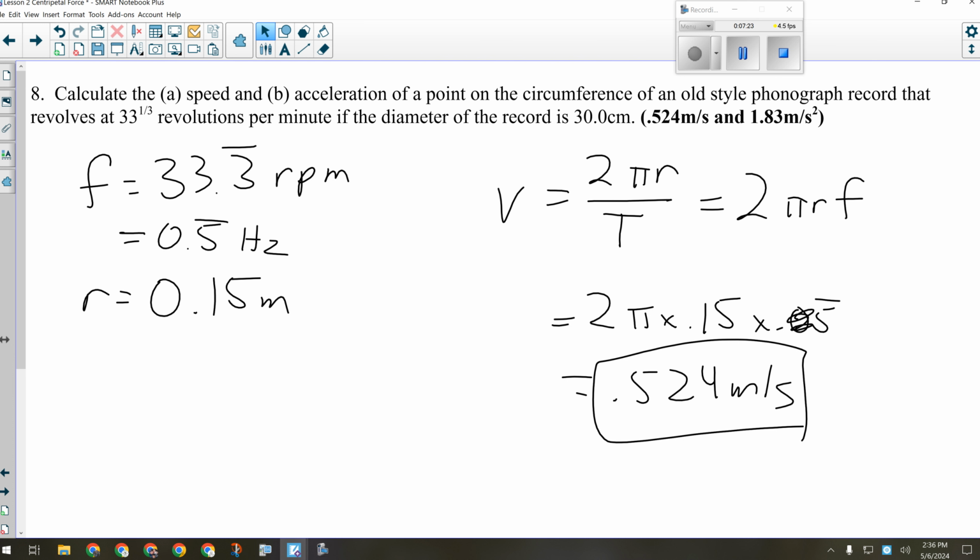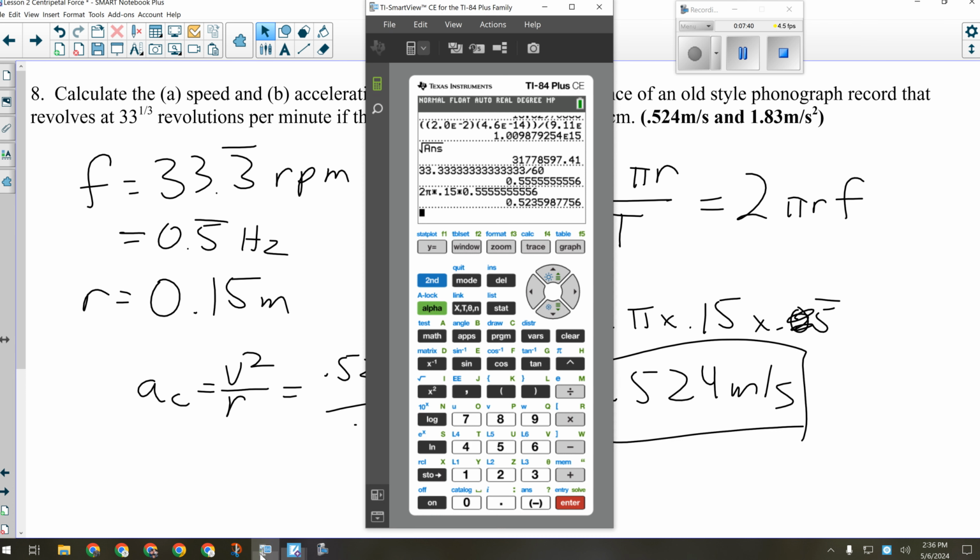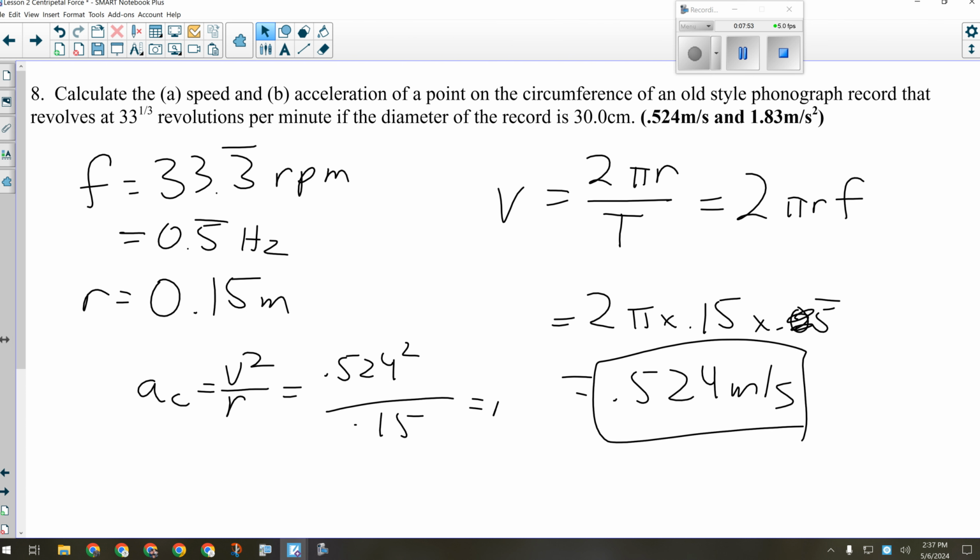Okay, the next part, it wants to know the acceleration. Well, centripetal acceleration is v squared over r, with the v which I just calculated. So I take that number I just calculated, 0.524, and I square it, and I divide by 0.15 meters. Right, and I got an acceleration there of 1.83 meters per second squared.